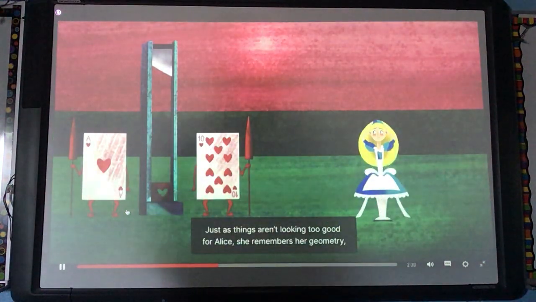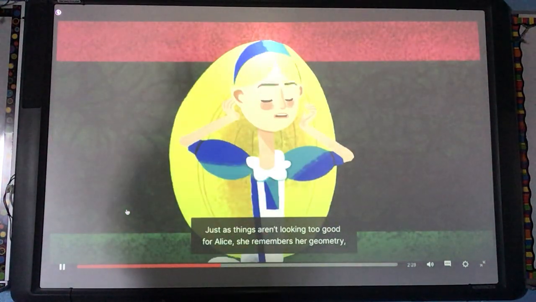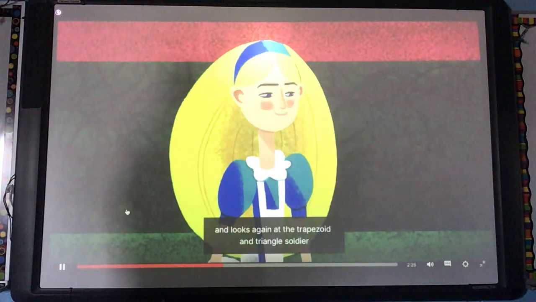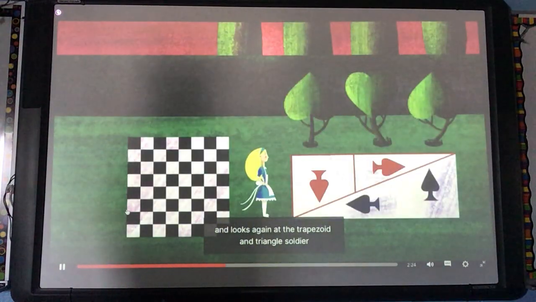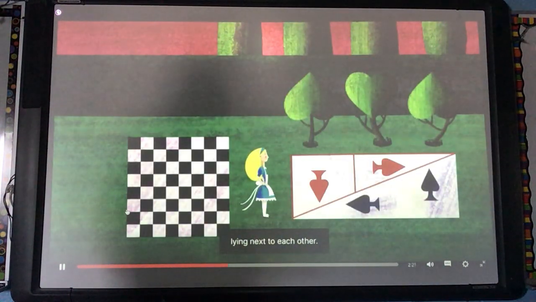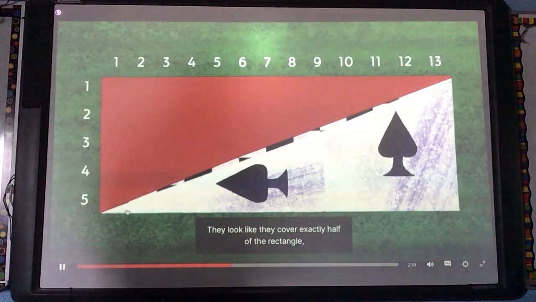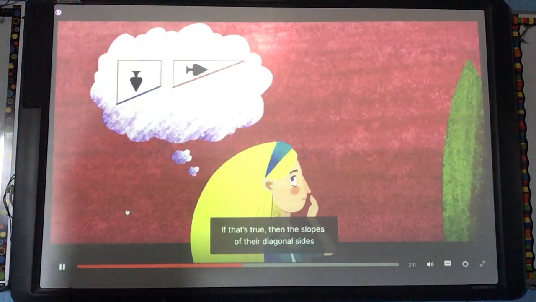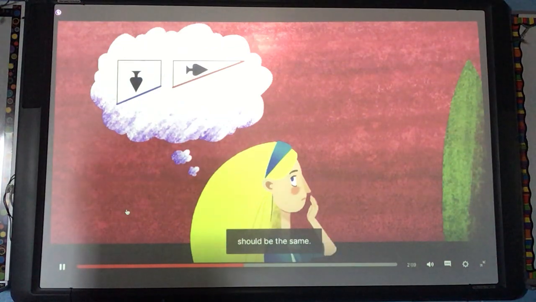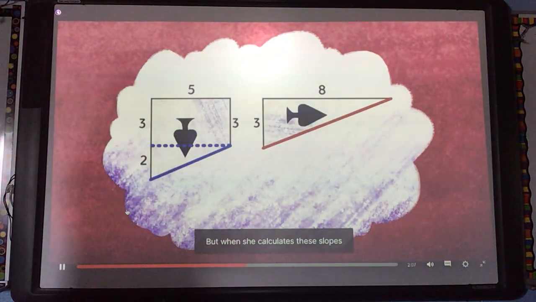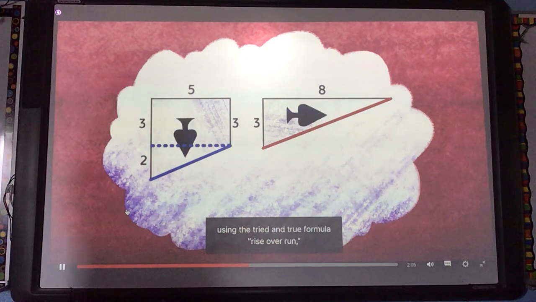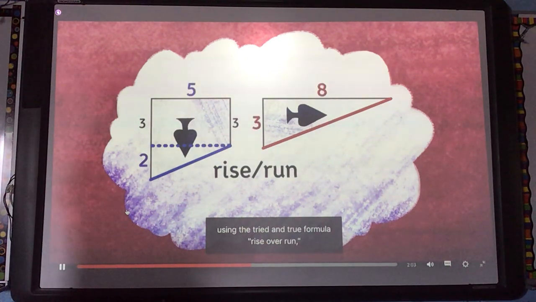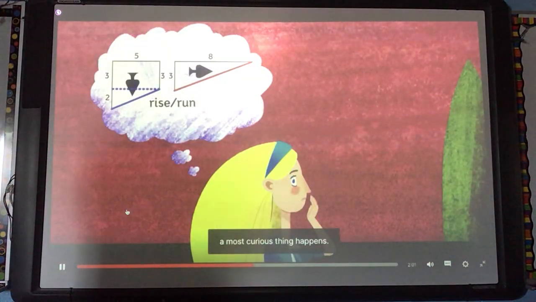Just as things aren't looking too good for Alice, she remembers her geometry and looks again at the math. The trapezoid and triangle soldier lying next to each other look like they cover exactly half of the rectangle, their edges forming one long line running from corner to corner. If that's true, then the slopes of their diagonal sides should be the same. But when she calculates these slopes using the tried and true formula rise over run, a most curious thing happens.